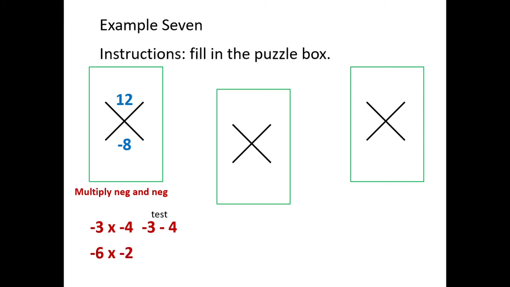Negative 6 times negative 2 gives you positive 12 on the top. So that's right. And what about when you add them? Well, you get some negatives. You add in some more negatives. You end up with a great big negative. And what is the big negative? It's negative 8. So we got a winner.